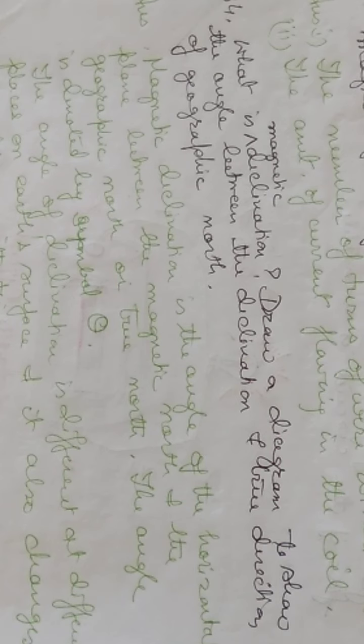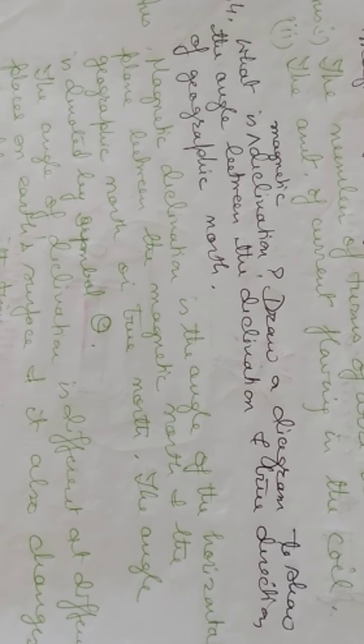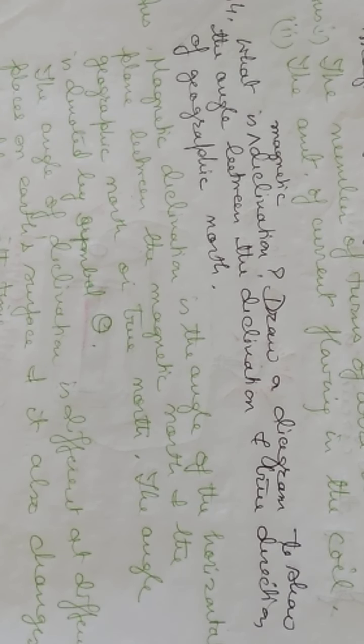So this magnetic declination is the angle in the horizontal plane between the magnetic north and the geographic north, or the true north. The angle is denoted by the symbol theta. The angle of declination is different at different places on the earth's surface, and it also changes at a place with time. The declination is taken positive if the magnetic needle is towards the east of the true north, and negative if it is towards the west of the true north.